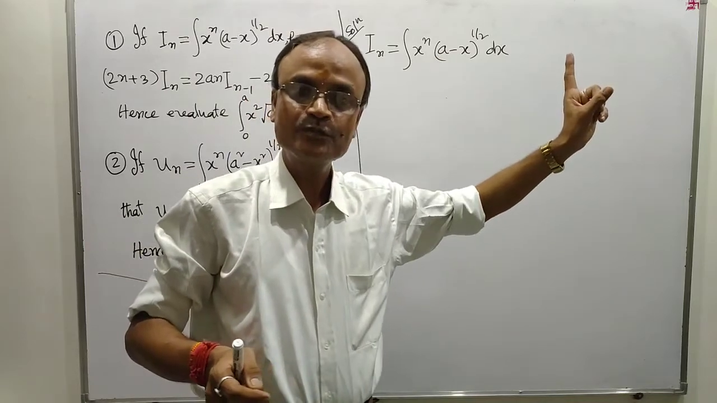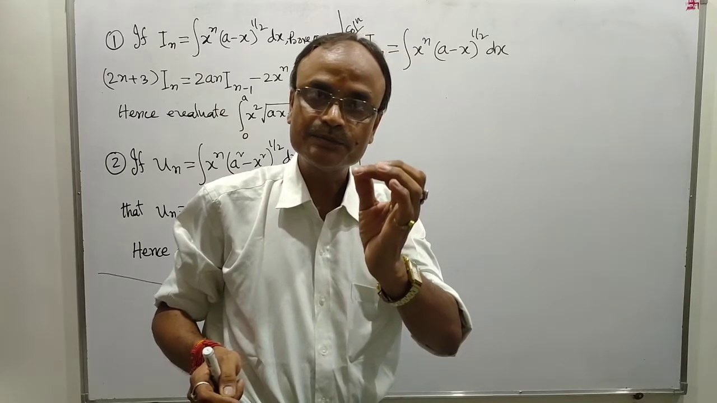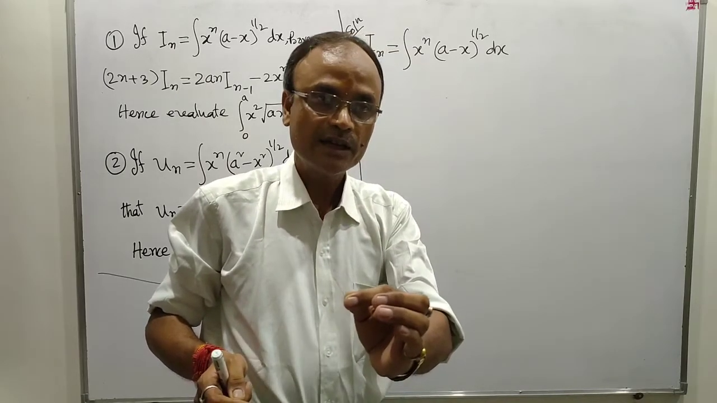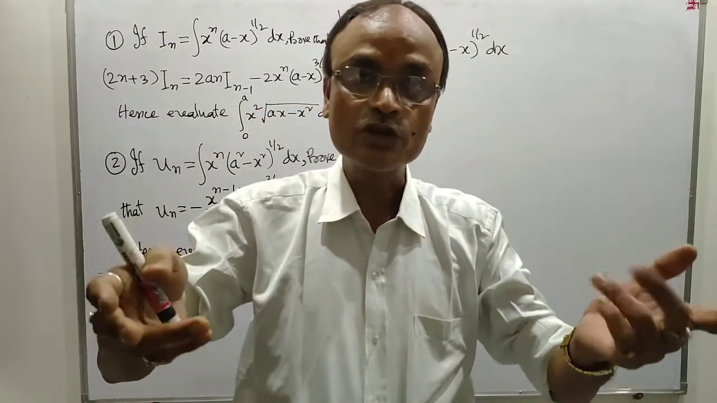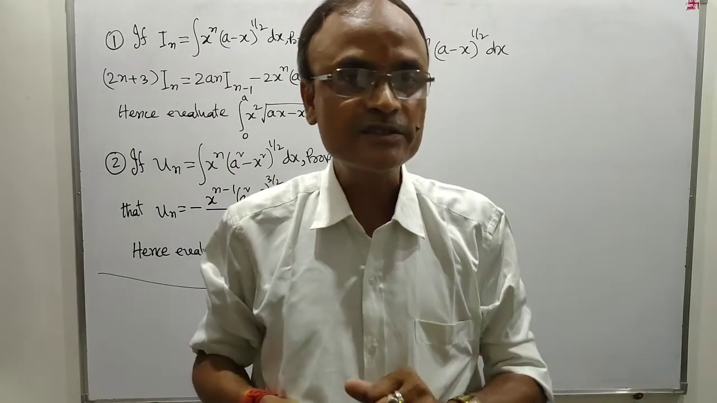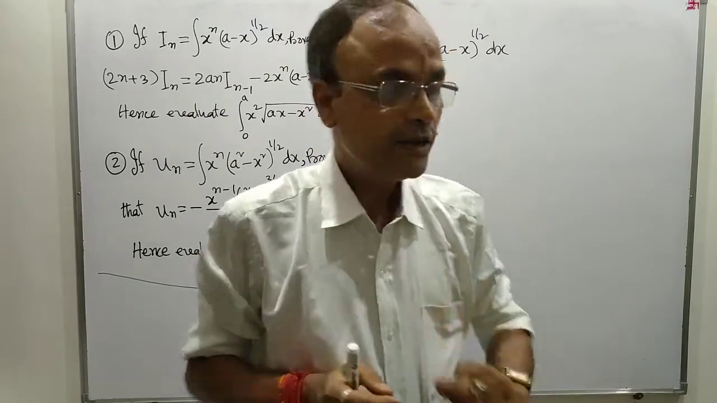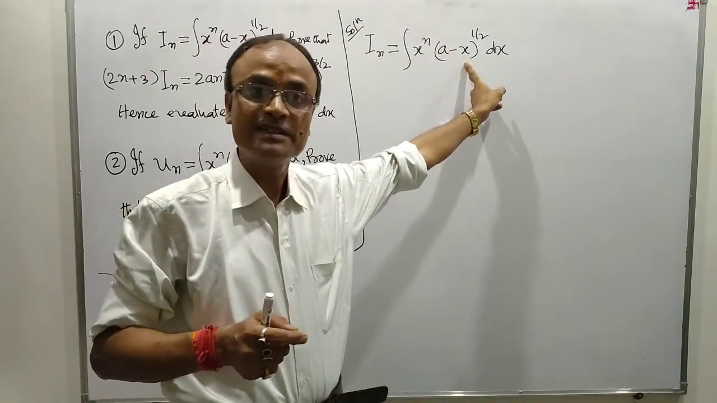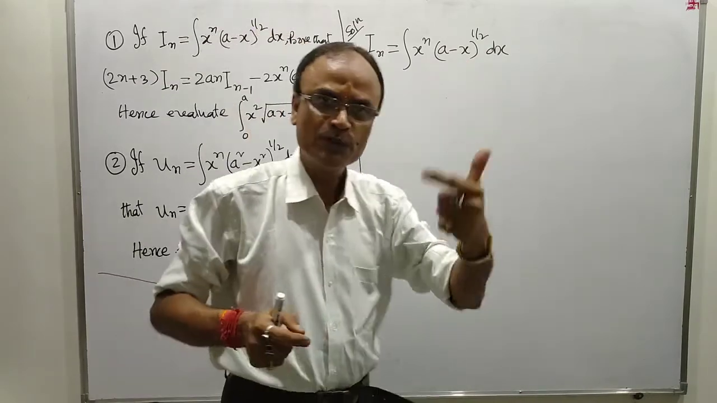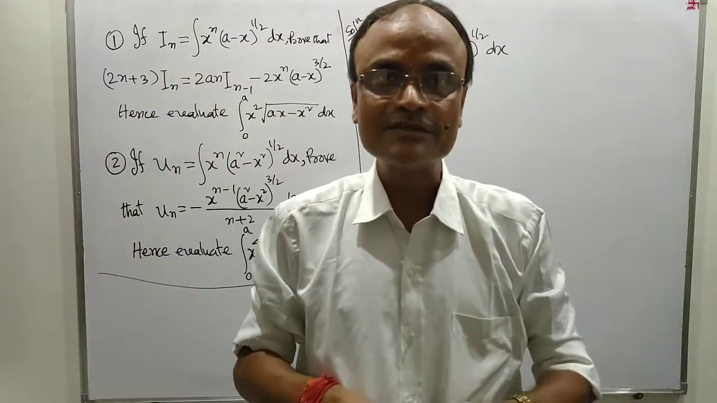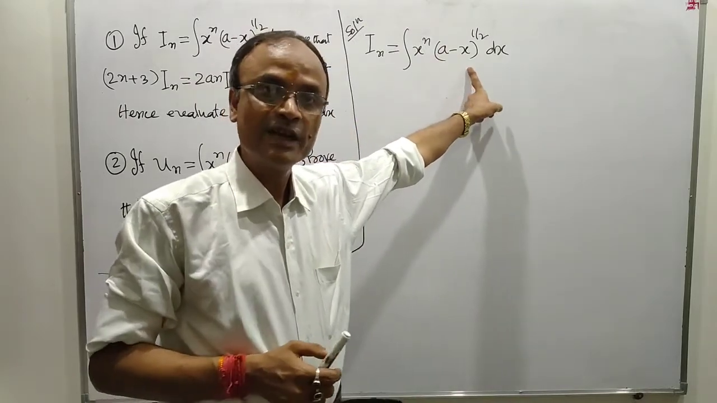Generally we take the second function in case of the integration. When we are to integrate this by parts, we take the second function if its integral is known. You see, (a minus x) whole to the power half. What is the integral of this? It is of the form x to the power half. What is the integral of x to the power half? X to the power 3 by 2 divided by 3 by 2. If you differentiate a minus x, then you will get minus 1.